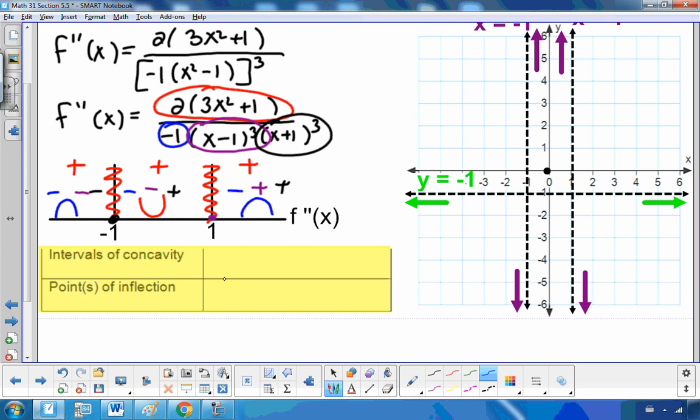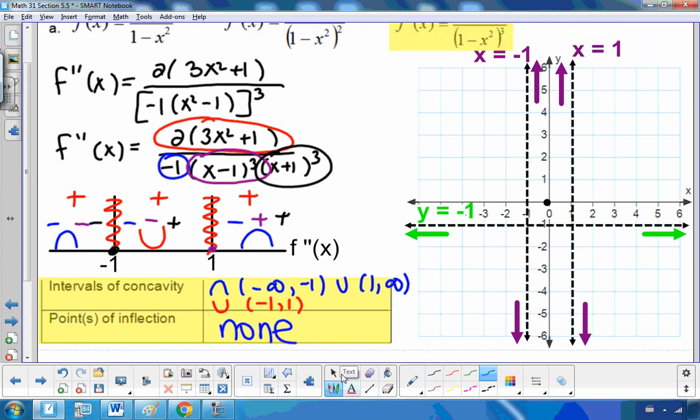So my intervals of concavity, I am concave down from negative infinity to negative 1, or from 1 to positive infinity. I am concave up between negative 1 and 1. So because I have a concavity change from down to up or up to down, you would expect to see a point of inflection. But there is no point of inflection because negative 1 and positive 1 are vertical asymptotes. So this has no point of inflection.